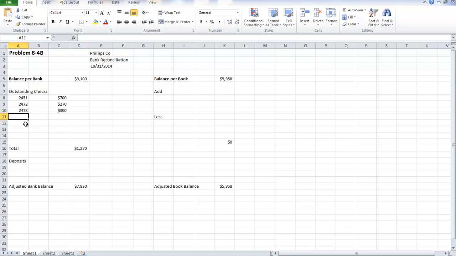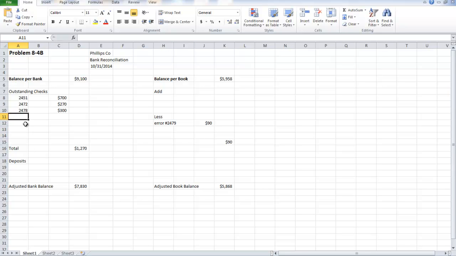Then we continue on the cash payments journal. Number 2479 for $890 shows up as $980 on the bank statement, so that's our first error. In the directions it says the errors were both on the book or the company side, so that's number 2479. We take the difference, which is $90. We need to subtract, since the bank statement shows that it was more than what the cash payments journal says.